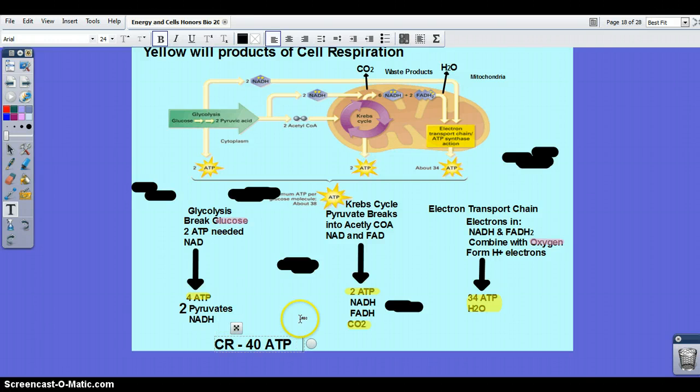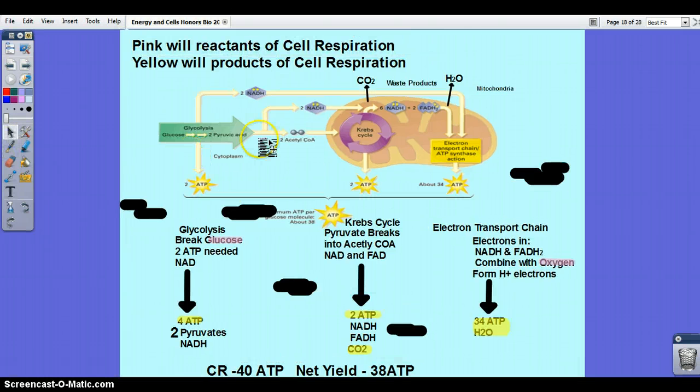If I ask you for net yield, it would be 38, because in glycolysis 2 are needed in order to allow glycolysis to take place, leaving a net yield of 38 instead of 40. If I ask you how many ATPs are made during aerobic respiration, the answer would be 36, 2 during Krebs and 34 during ETC.